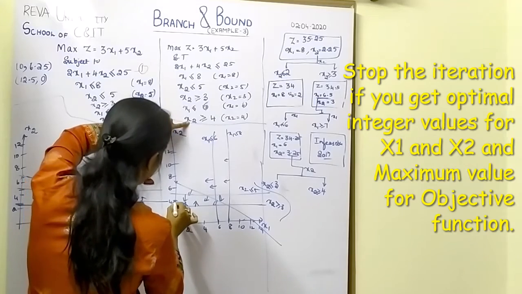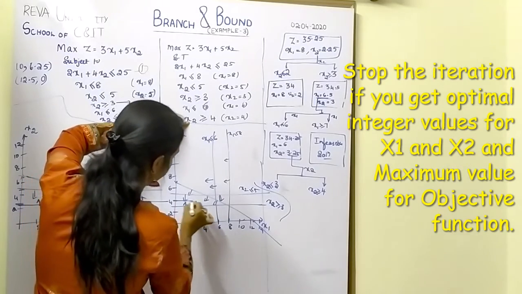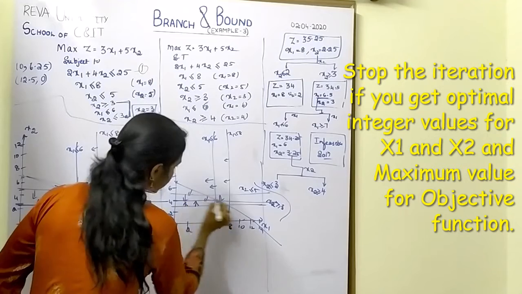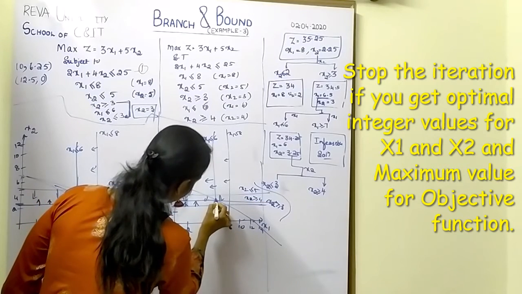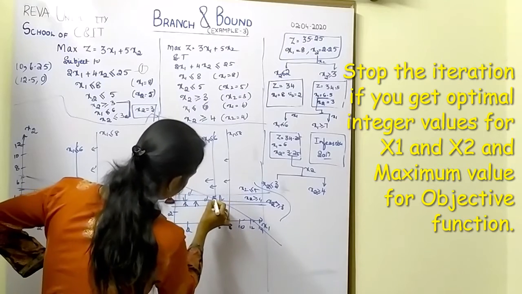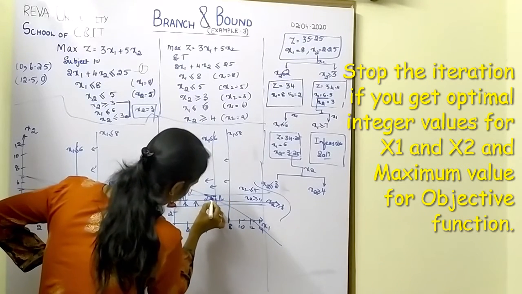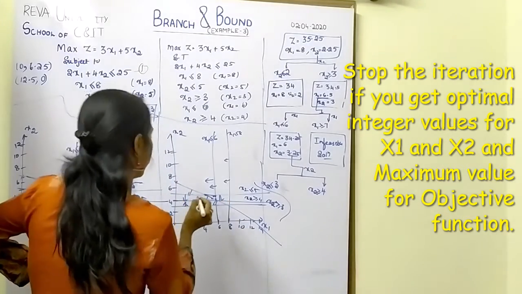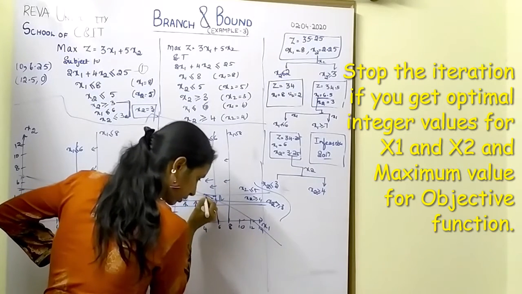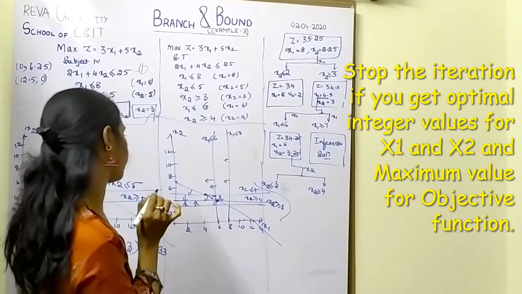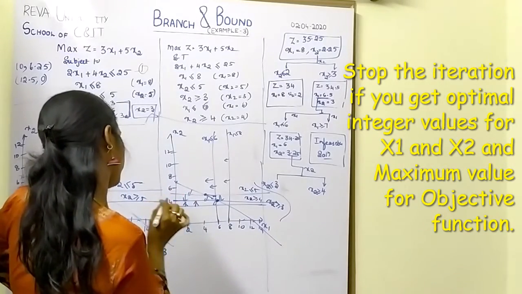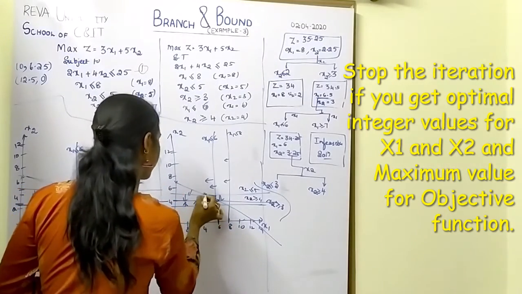x2 is greater than or equal to 4. Again, it says x2 should be greater than or equal to 4. Greater than 4 and it should be within this. So, I will get only this point as well as this point. Yeah, only these 2 points I will get.